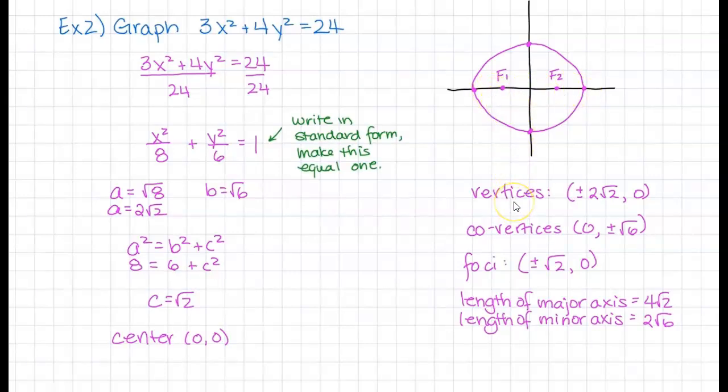And then we have our vertices. Here's the coordinates for the vertices. Now the vertices are horizontally aligned. The co-vertices are vertically aligned. And then we have the foci.